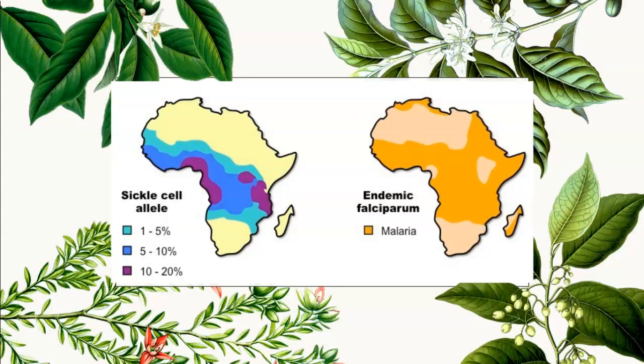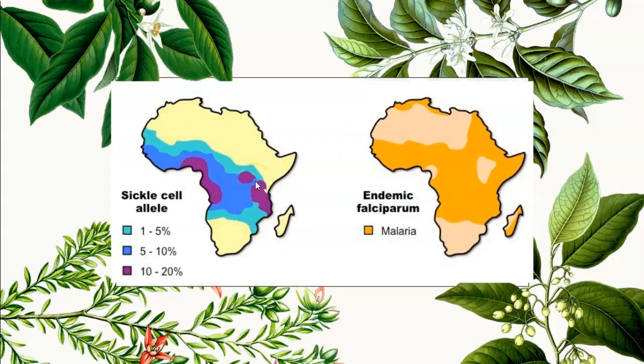So here's the idea of sickle cell. You can see here is where sickle cell occurs, 10 to 20%. This is the 5 to 10, this is the 1 to 5. And then you can see the epidemic of malaria. And you can see that where malaria lives the most is mostly where we see sickle cell anemia.